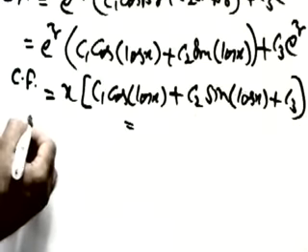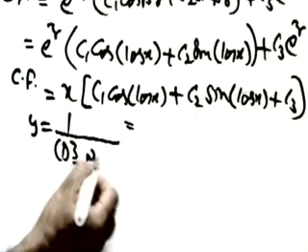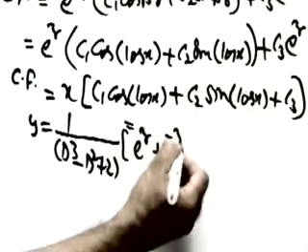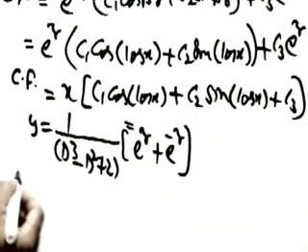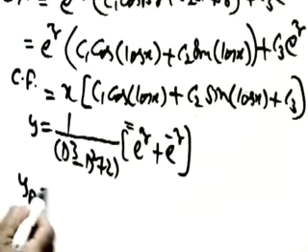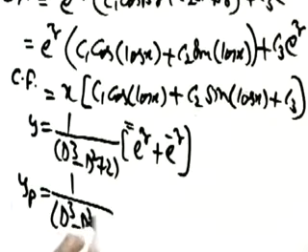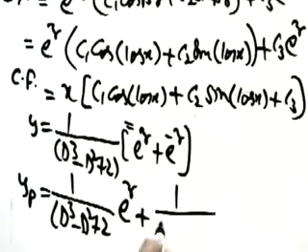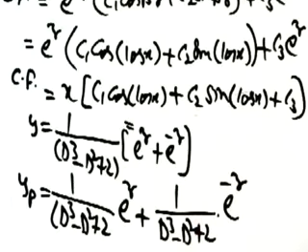e power z. So for the particular integral, we bring d to the other side. I'm writing like this: 1 divided by d cube minus d square plus 2 into e power z plus e power minus z. Now you separate this one. So you will get yp equals 1 divided by d cube minus d square plus 2 into e power z plus 1 divided by d cube minus d square plus 2 into e power minus z.